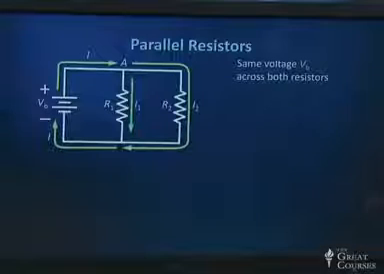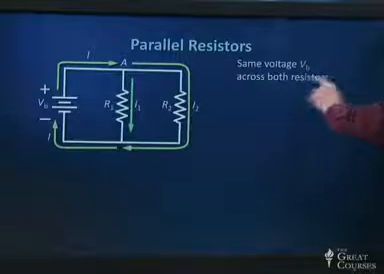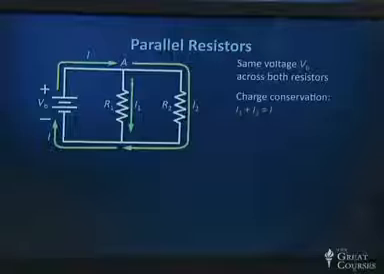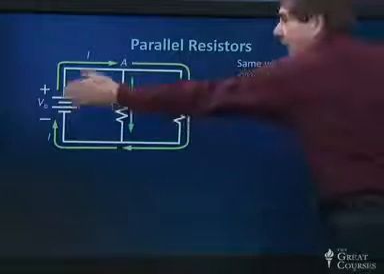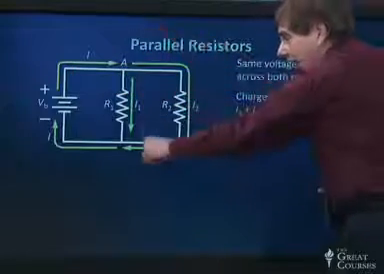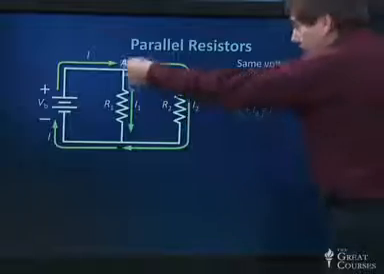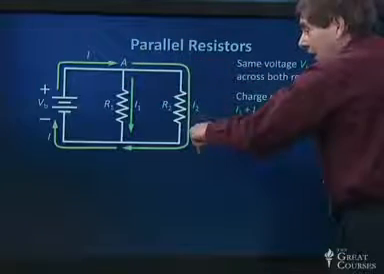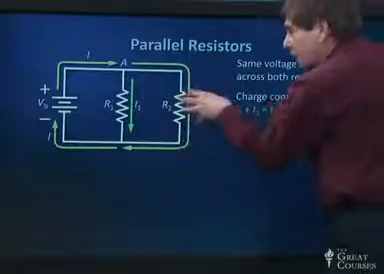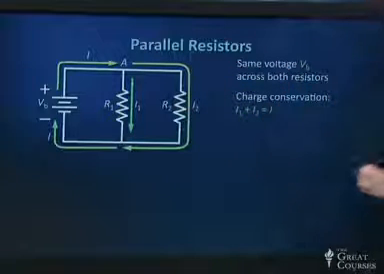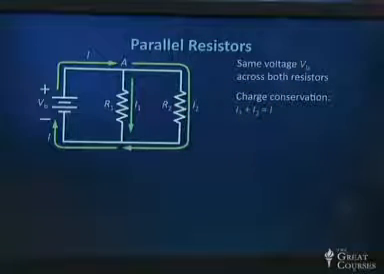So here are parallel resistors. They have the same voltage across them because they're both connected across the battery. Charge has to be conserved in this case. So here's the battery delivering a current I, and here goes a current I1 through resistor R1. They're not in series, so they don't have to have the same current. Here goes a current I2 through resistor R2, and those two currents have to add up to I, or otherwise charge would not be conserved.